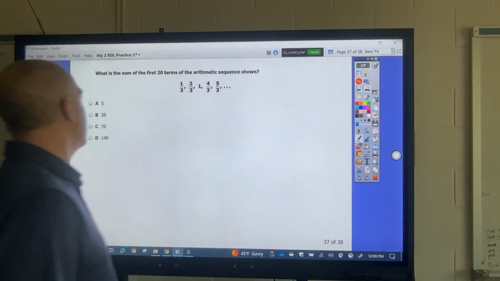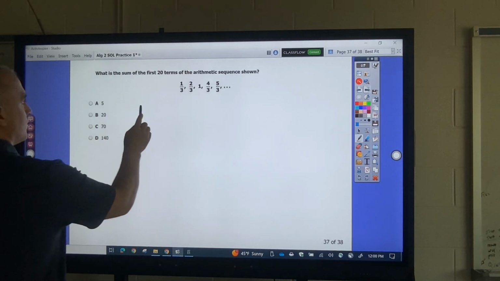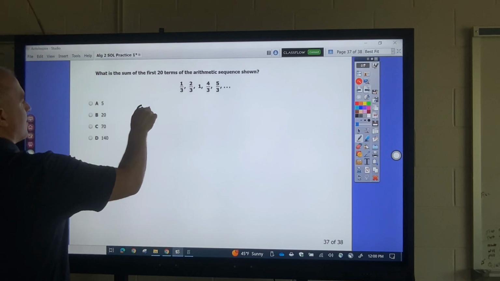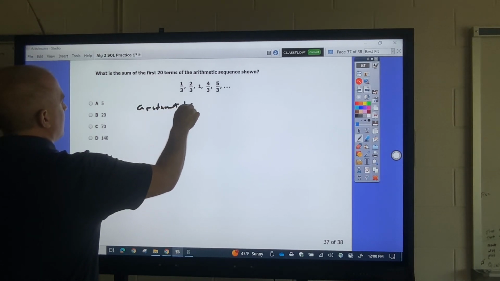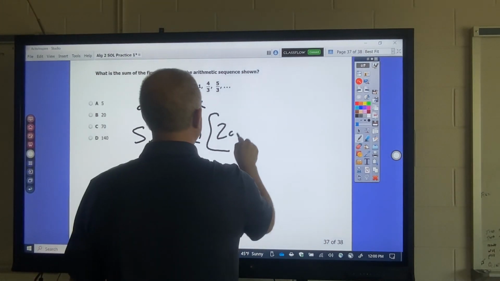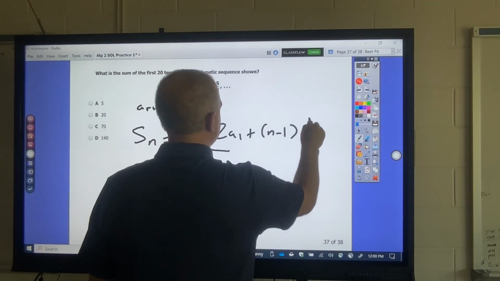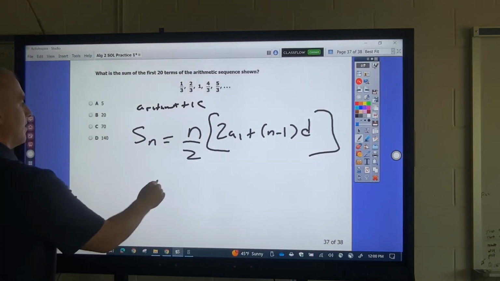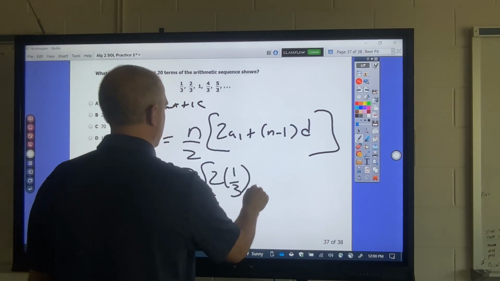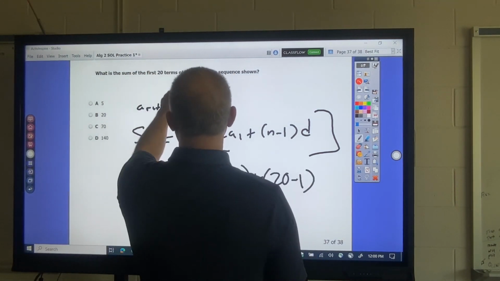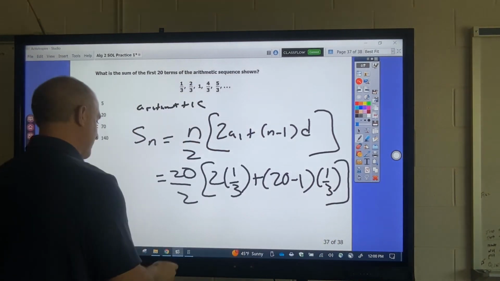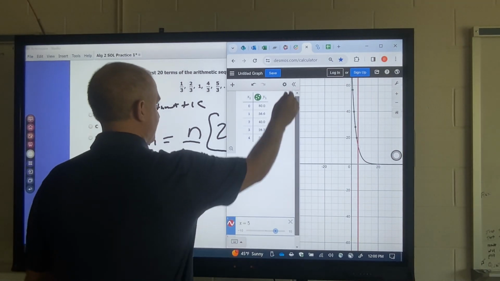Only 2 more left. What is the sum of the first 20 terms? Okay, so this is actually an arithmetic, all right, and the sum formula is this, n over 2, 2a1 plus n minus 1 times d, okay? Now, they're telling me it's 20 terms. My first term is 1/3. It's 20 minus 1. The difference is I'm adding a third every time I go. Now that sometimes looks like geometric, but in this case it is not, okay?